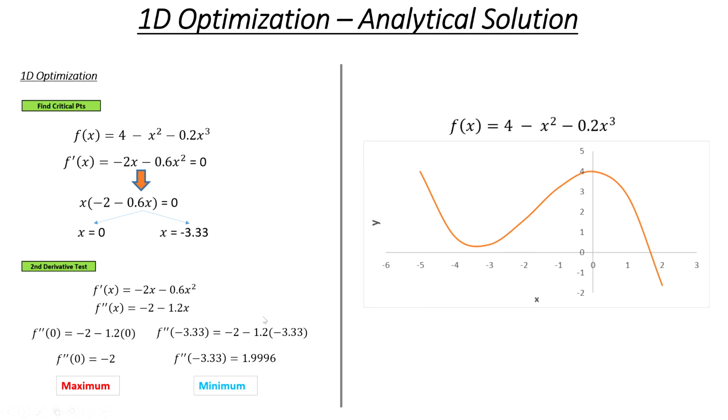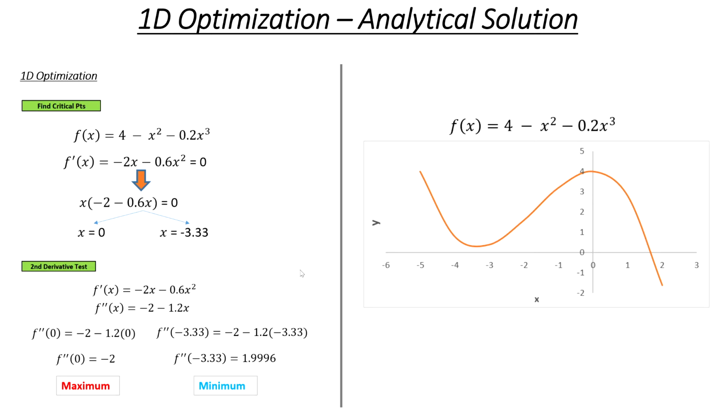So it's a very, very simple way to analytically solve for optimums. First, we get the derivative equation, set it equal to 0, get the x values, and then get the second derivative at each one of them. Where it's negative, it's a maximum, where it's positive, it's a minimum. So that's for 1D optimization.